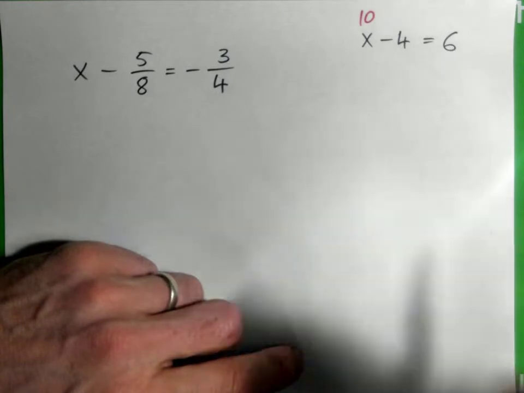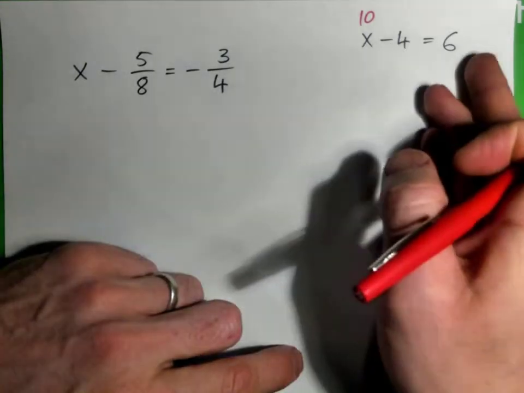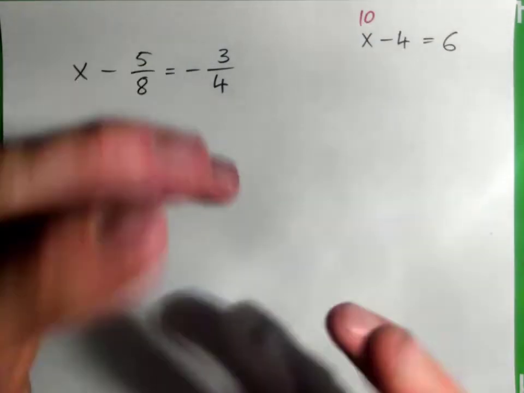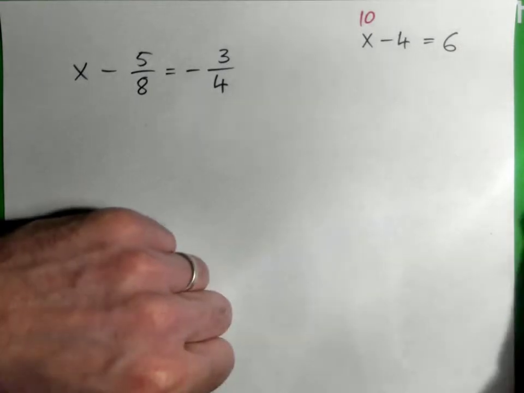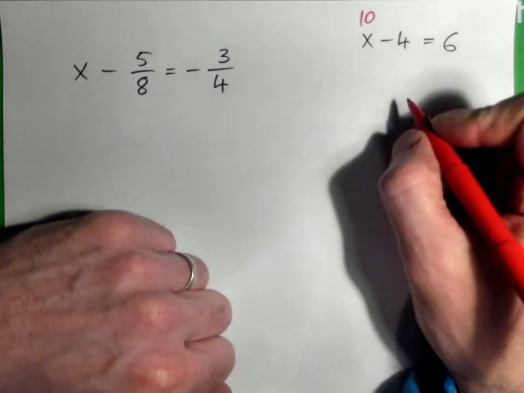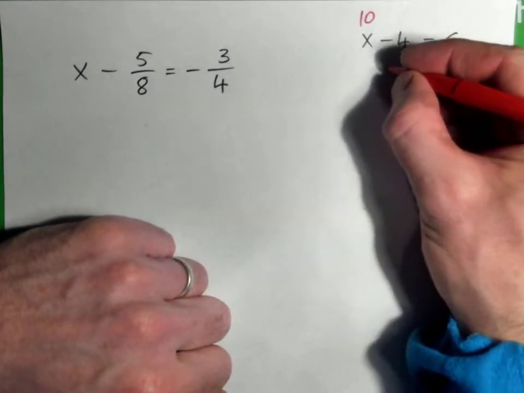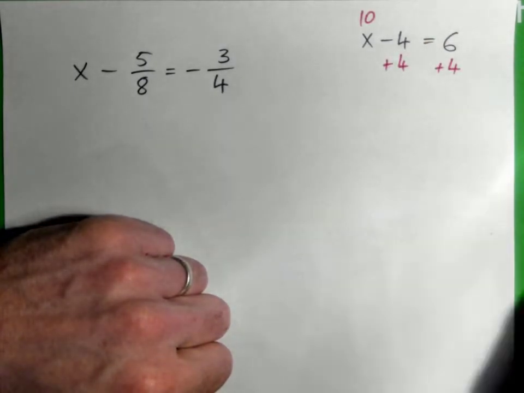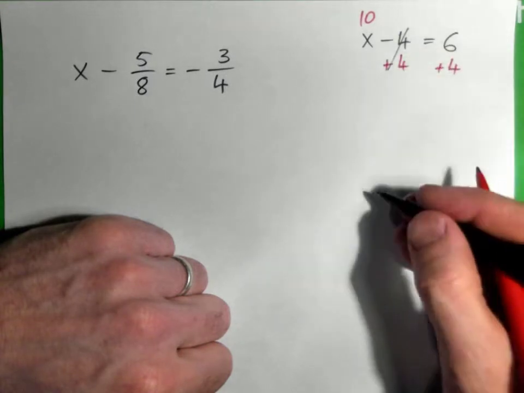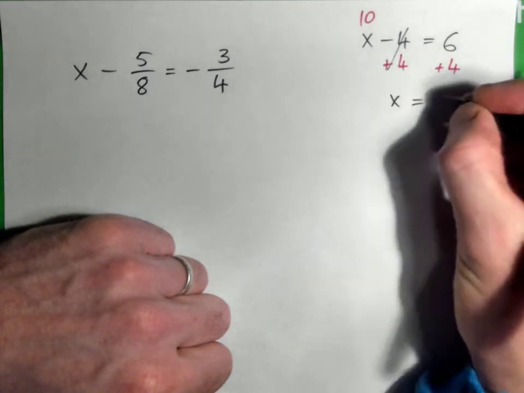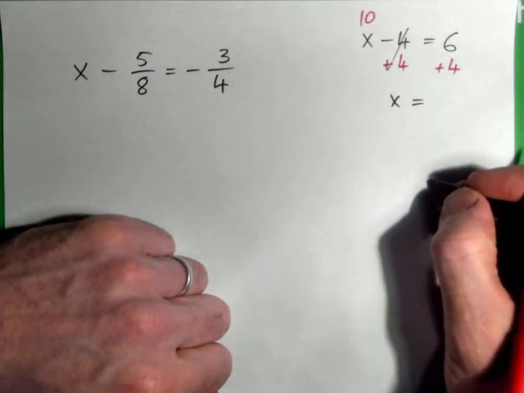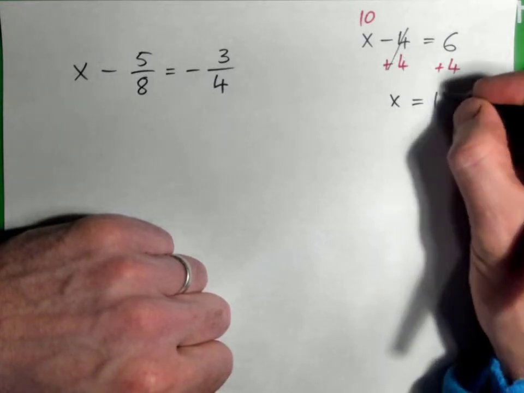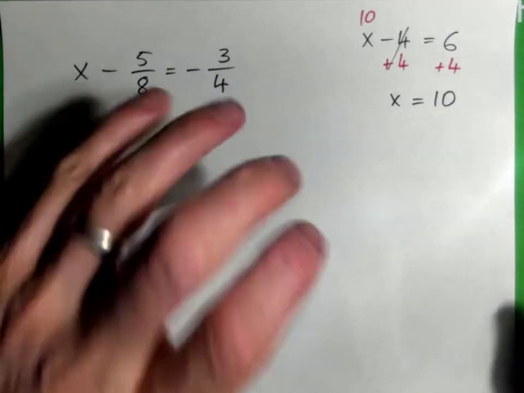Now, what's the trick when we solve this with our trick of adding or subtracting to both sides? What do we do? Like we could add 4 to both sides here, couldn't we? And negative 4 plus 4 would make 0. So you get x equals, and 6 plus 4 is 10. So that's the same process.